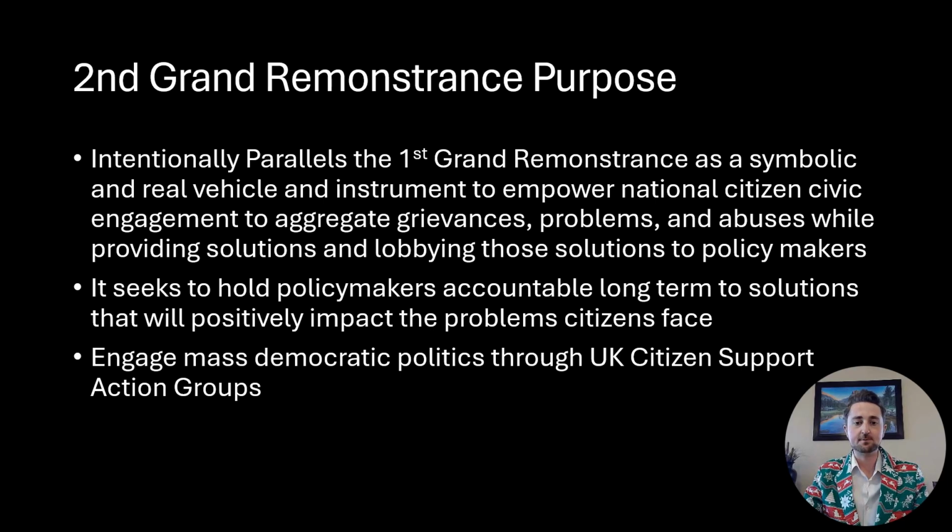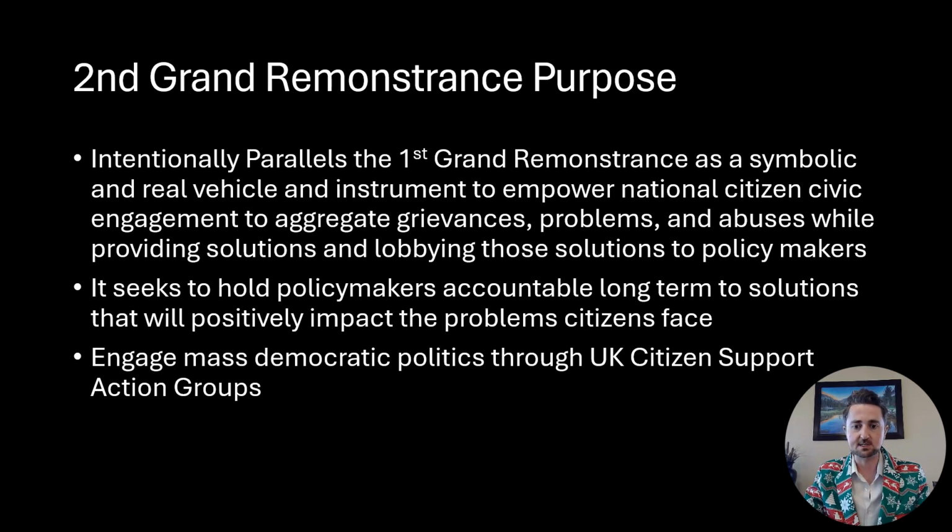The Second Grand Remonstrance's purpose is multiple-fold. It intentionally parallels the First Grand Remonstrance as a symbolic and real vehicle and instrument to empower national citizen civic engagement to aggregate grievances, problems, and abuses, while providing solutions and lobbying those solutions to policymakers. I say it's symbolic and real.